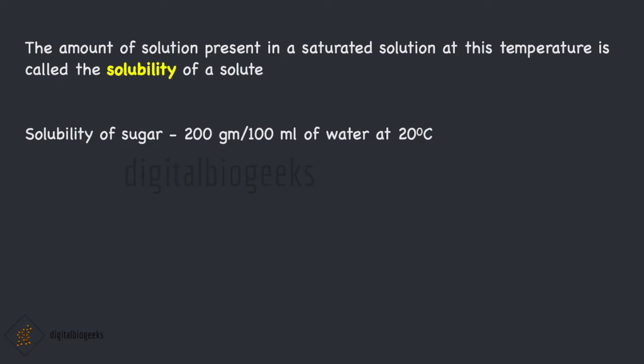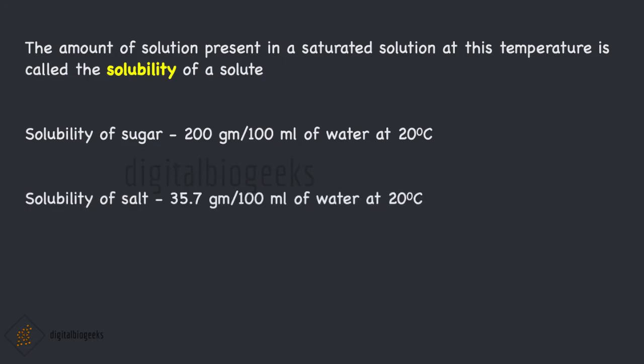But the solubility of salt is 35.7 per 100 ml of water at 20 degrees centigrade. That means at 20 degrees centigrade, 100 ml of water can dissolve 35.7 gram of salt. Then it will be a saturated solution. Now we understood what is a saturated solution. Let's see what is unsaturated solution.